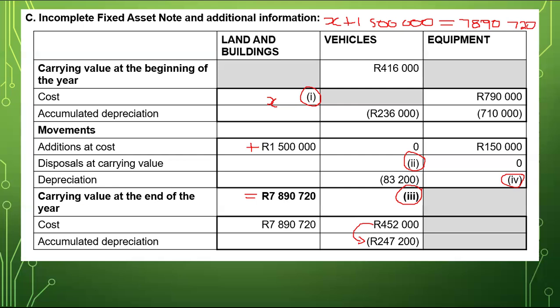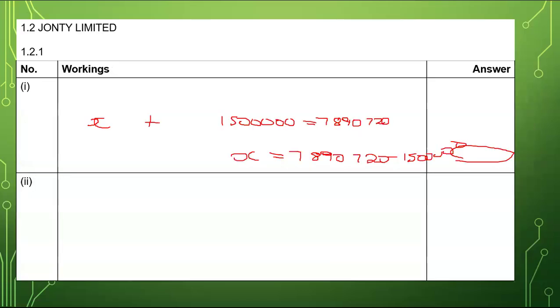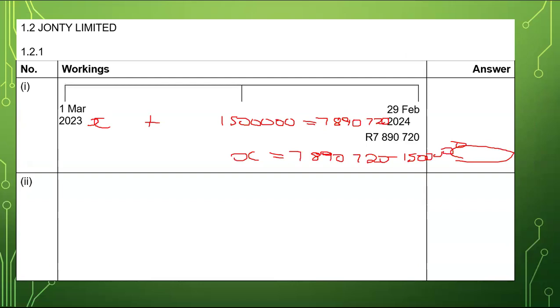What is the second method? The second method is the one I have to use, because I believe we're given enough information. For the second method, you take the selling price minus the carrying value, and you will get either a profit or loss. So at least we have the selling price, and we have the loss. The only thing we are missing is the carrying value. So you have to write the formula down.